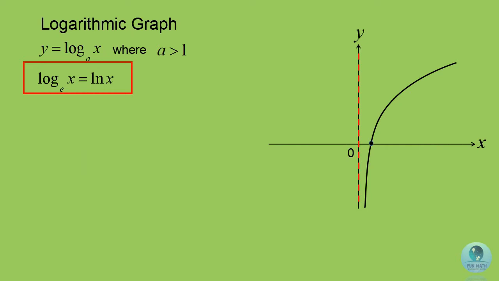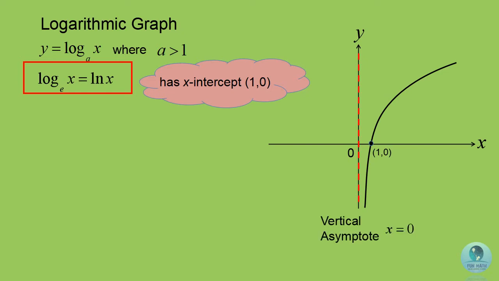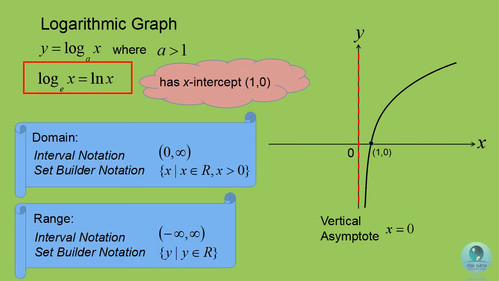This is a parent graph for the function y equals log base a of x, where a is greater than 1. Log base e of x is also called natural log of x. Notice this graph has an x-intercept of (1, 0). It also has a vertical asymptote at x equals 0. So the domain for this graph is x greater than 0. Meanwhile, the range is y consists of all sets of real numbers.